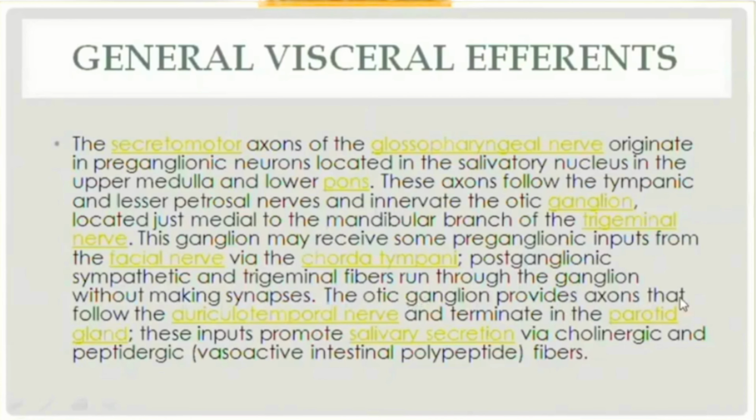The otic ganglion provides axons that follow the auriculotemporal nerve and terminate in the parotid gland. These inputs promote salivary secretion via, remember, there are two neurotransmitters here at the end where it innervates the myoepithelial cells. The postganglionic parasympathetic fibers will be cholinergic, so via acetylcholine, or peptidergic, vasoactive intestinal polypeptide, VIP. That also is a neurotransmitter at the effector end. Because at the synapse in the ganglion, it's always acetylcholine that's the neurotransmitter. But at the effector end, you might have ACh or even this VIP.